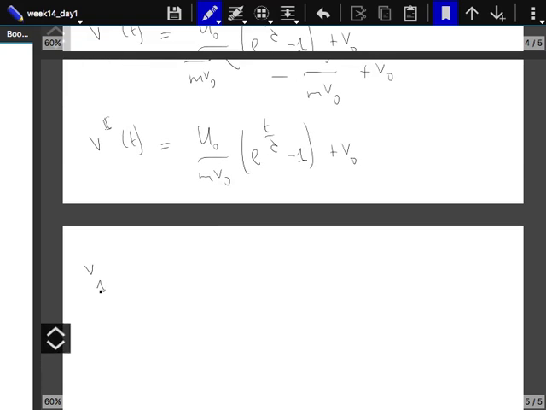Now v1 of t, well, we had defined this as u0 over mv0 e to the power t1 over tau minus 1 plus v0. This is not v1 of t, this is v1. This is just v1, which is defined as the velocity in region 2 when t is equal to t1.